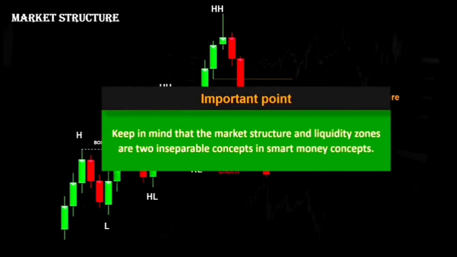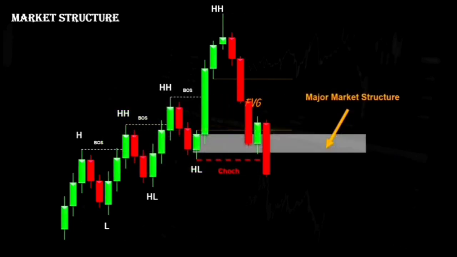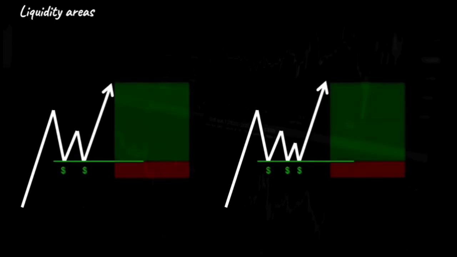Keep in mind that the market structure and liquidity zones are two inseparable concepts in smart money concepts. Many liquidity areas find meaning through market structure, and many market structure levels become meaningless without liquidity concepts. Liquidity areas are where retail traders get involved in the market.